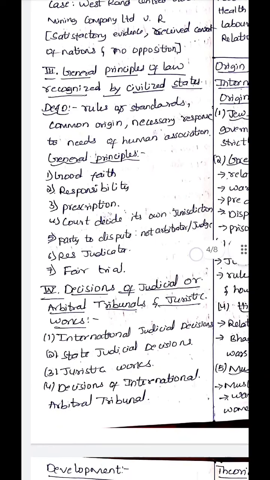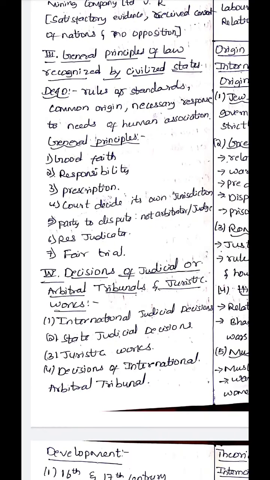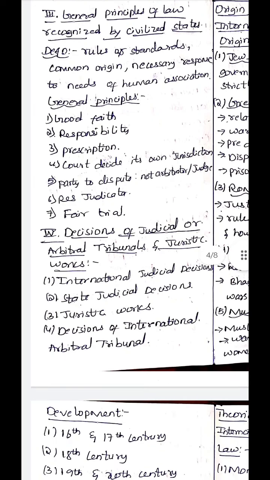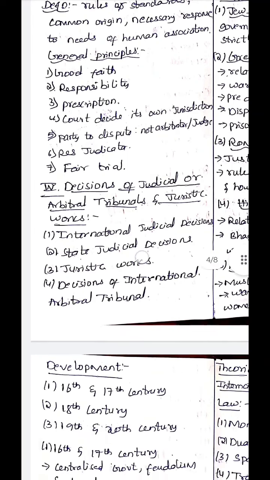The next is general principles of law recognized by civilized states. What it means is that these are the rules and standards which are necessary for human association. They are the need of humans. So what are the general principles? Good faith, responsibility, prescription, res judicata, fair trial, etc.